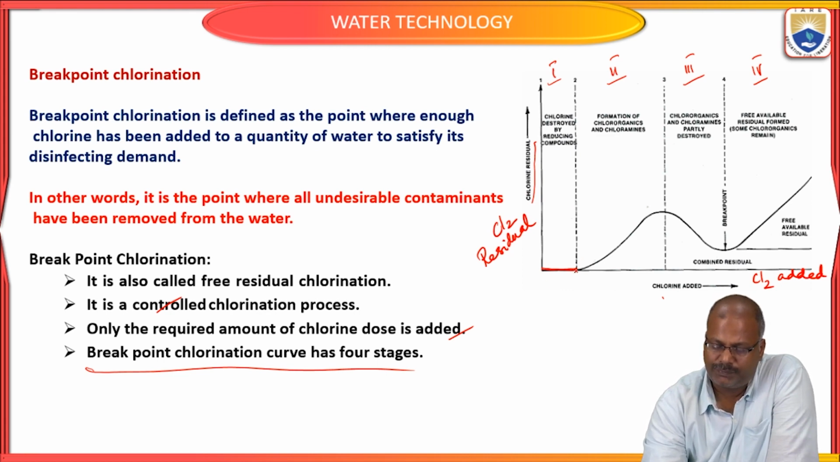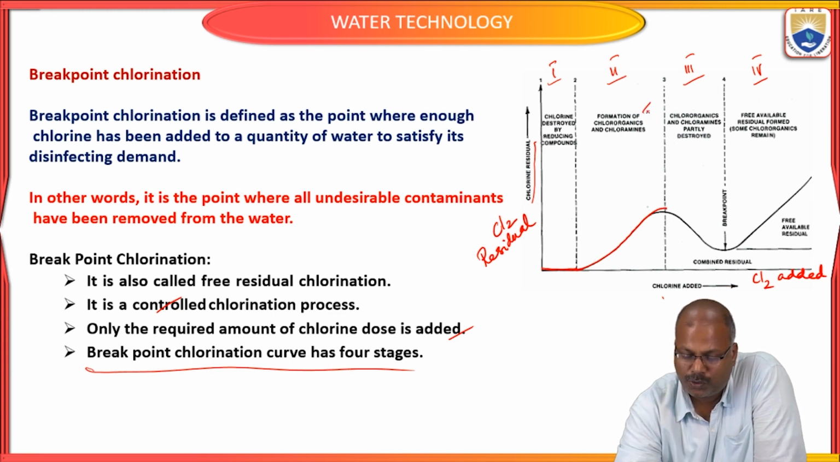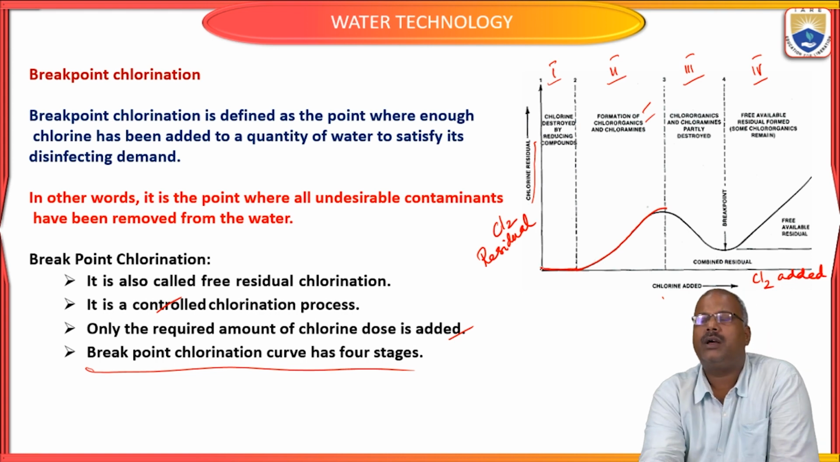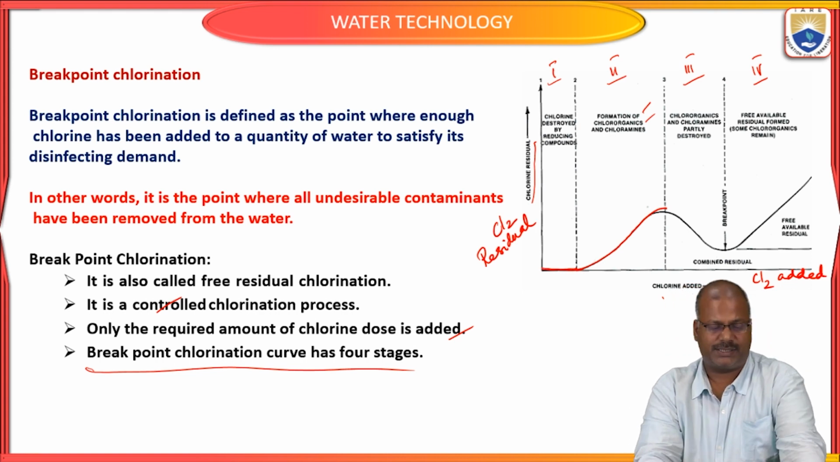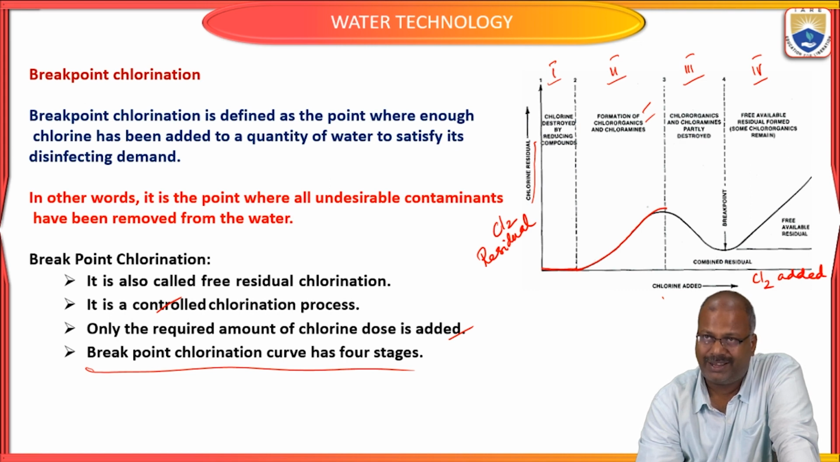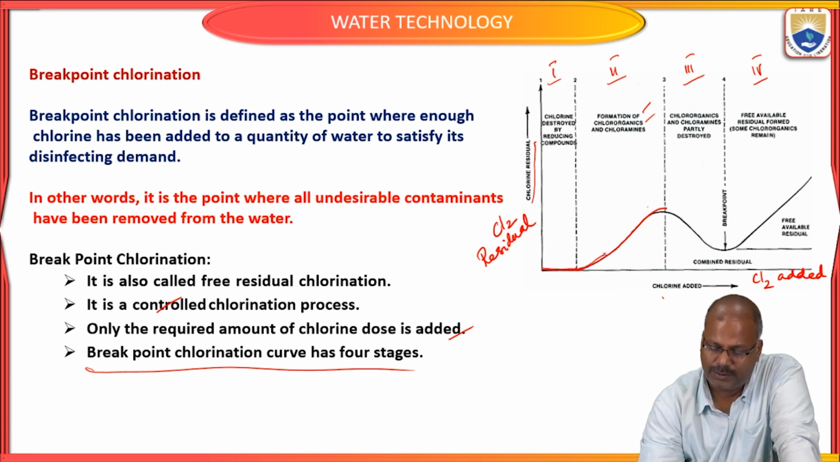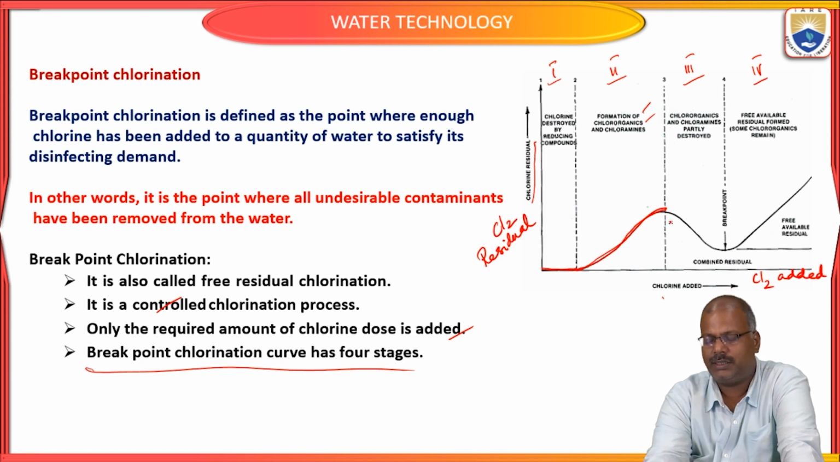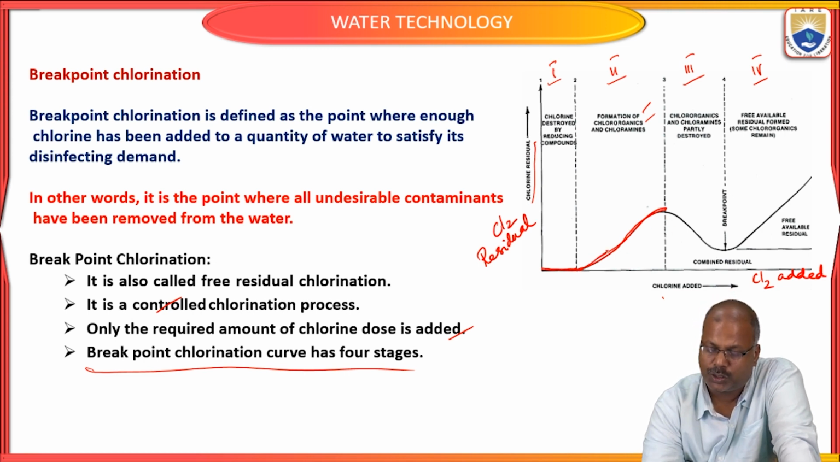That means all is consumed by the bacteria. After a certain stage, with the addition of chlorine, residual chlorine increases. This is due to the formation of chloramines and chloroorganics. At lower concentrations of chlorine, organic compounds are not oxidized, so they require a higher concentration. Here chlorine is not taken up by organic compounds for destruction, so residual chlorine is increasing.